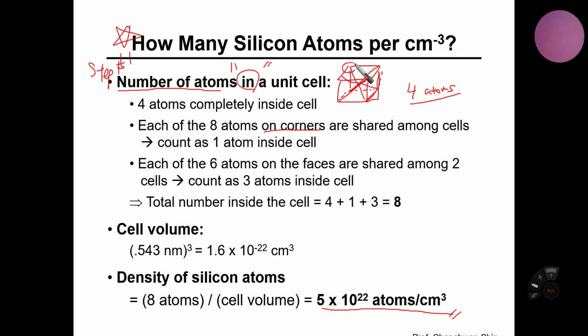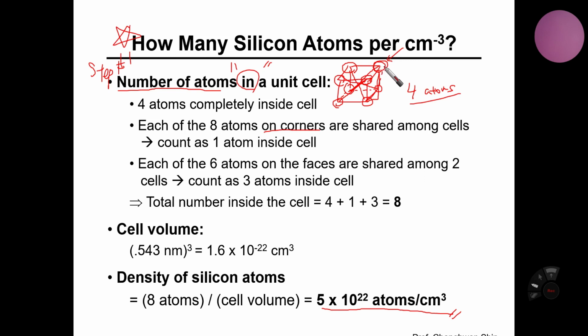So on the corner, since we have 8 corners, right? 4 corners on top, another 4 corners on the bottom. Can you claim that this silicon atom is wholly, completely included in a unit cell? Maybe not. Why? Because part of it is not included in a unit cell. Therefore, we can estimate quantitatively how much part of a single silicon atom is included in a unit cell.